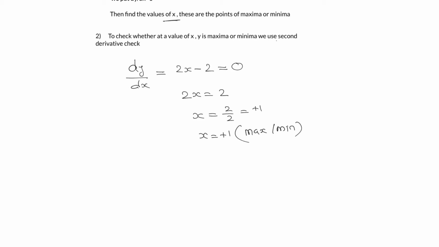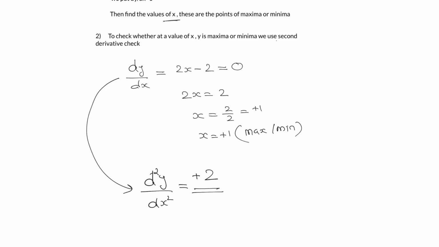That means we'll find out the value of d square y by dx square. D square y by dx square means once again we'll differentiate this equation with respect to x. So dy by dx is 2x minus 2. Once again, if you are differentiating, differentiation of 2x is nothing but 2 and differentiation of minus 2 is nothing but 0. We are not concerned with this value over here. We have to just check whether it is going to be a positive value or negative value.